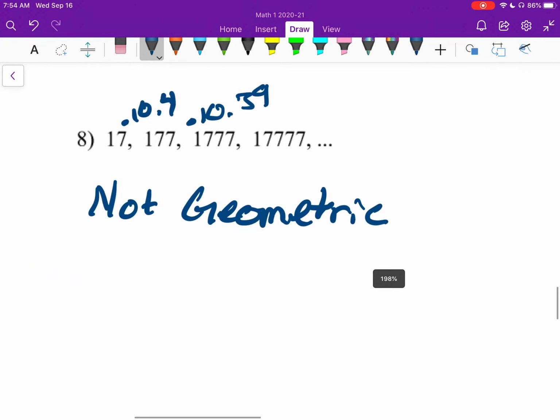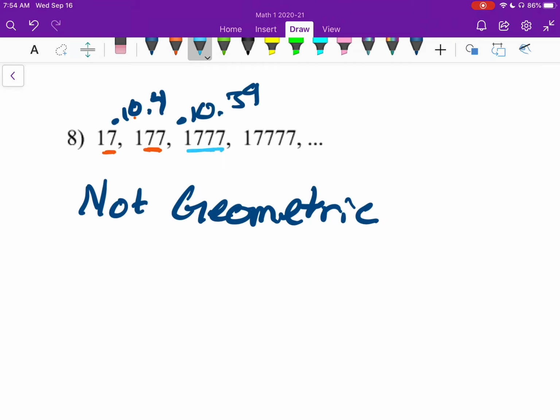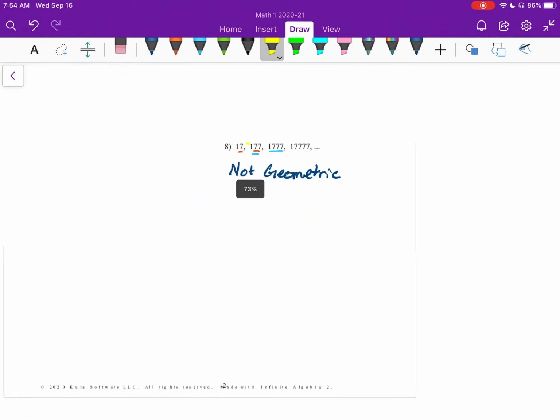Now there will be some of these peppered in there where they're not geometric. You just have to be on the lookout for it. If you see one that looks funky like this with all the sevens, it's probably going to be not geometric. That's probably a red flag and you need to check. The way that I check these is I take the second term divided by the first term. That's where I got the 10.4. And then I took the 1777 divided by 177 to get my 10.39. On all of the ones that are geometric, you're going to have integer R's. These are not integers because they're decimals. Just some different red flags, some things to look out for. All right, that's it.